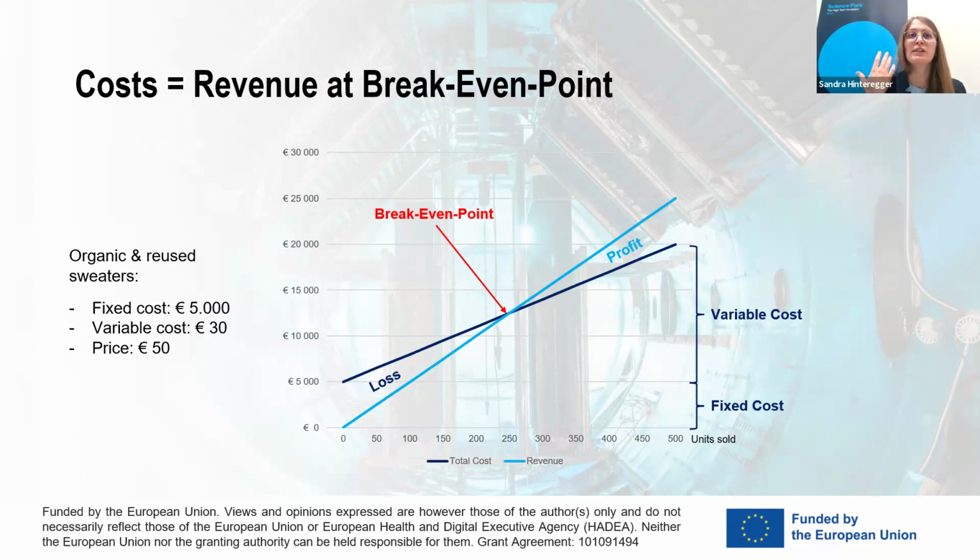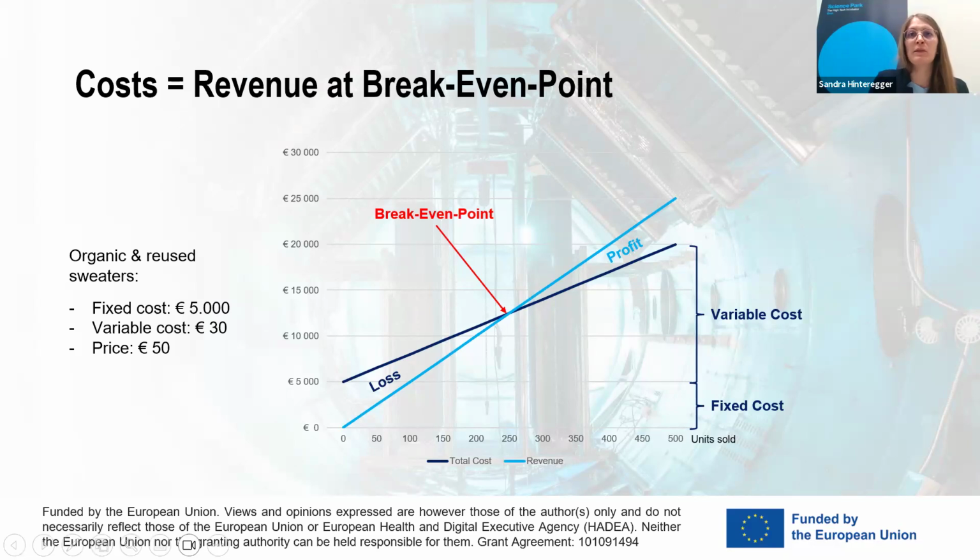So this means for this sweater business we have here, you need, as we see it here, 250 sweaters to break even. And then with every piece you sell from this point onwards, you generate profit. So if we sell 1 unit more from this point onwards, we get into the profit zone.